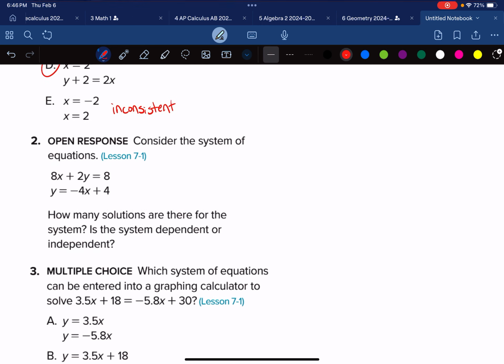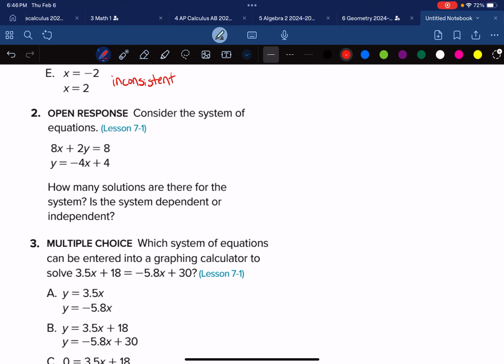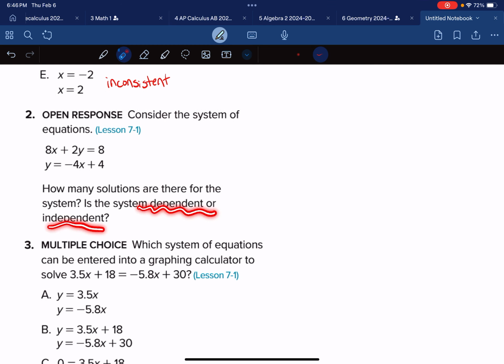All right. In number 2, consider the system of equations. How many solutions are there? Okay, this one is not even asking us to solve it. That would be harder. It just wants to know how many solutions are there and whether or not they're dependent or independent. So the way that we're going to first tell if there's solutions is we're going to write these both in y equals mx plus b form.